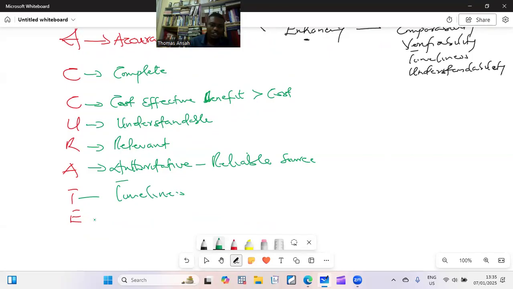Timeliness. And E is easy to use. The information should be easy to use. All right. So these are the qualities of good management accounting information. The information that is coming should possess these qualities. All right. So that is that.